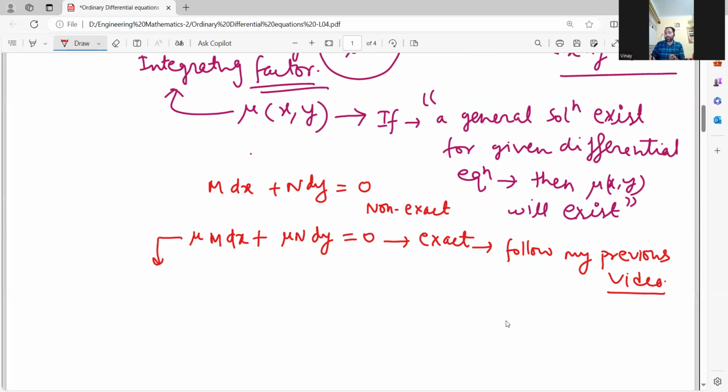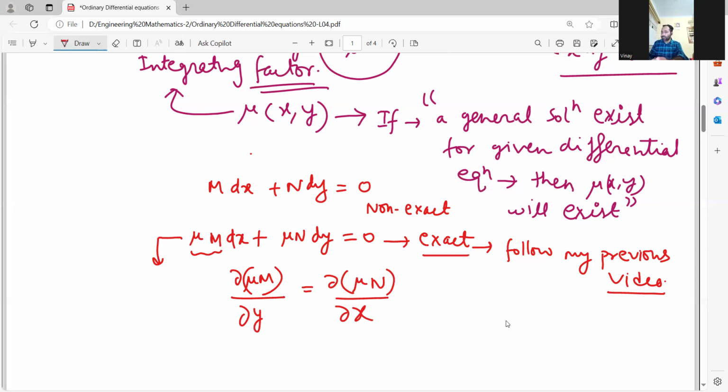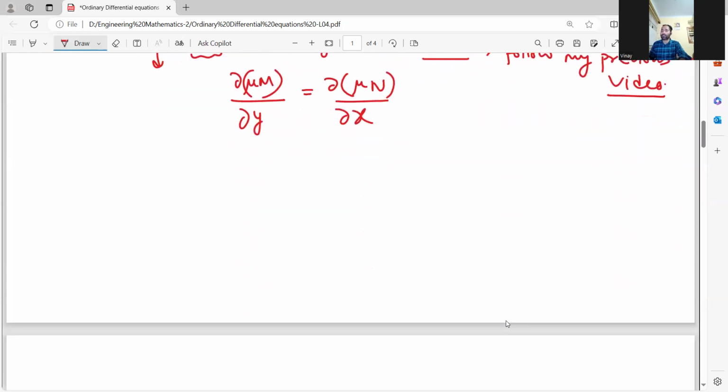In my last video, when I taught you, if you are given an exact differential equation, how will you check? You will check the partial derivative of this. Now M is not alone. Mu M, the coefficient of dx, with respect to y is equal to del of N, and N is now mu into N, upon del of x. Since you already know that it is an exact equation, I'm going to use that fact to find mu. How would I do it? Let me show you step by step.